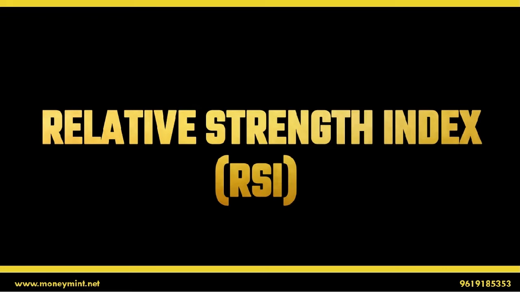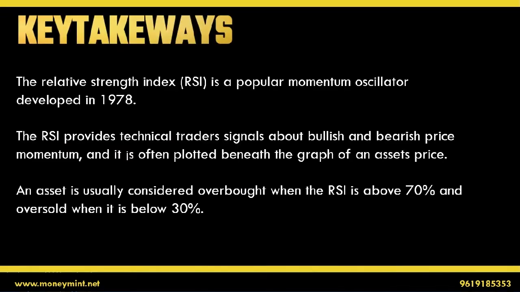So let us understand a few parameters. It was invented in the year 1978. It belongs to the momentum oscillator family. It provides signals about the bullish and bearish signal of the market. Usually the 70 level is considered to be overbought and the 30 level is considered to be oversold.